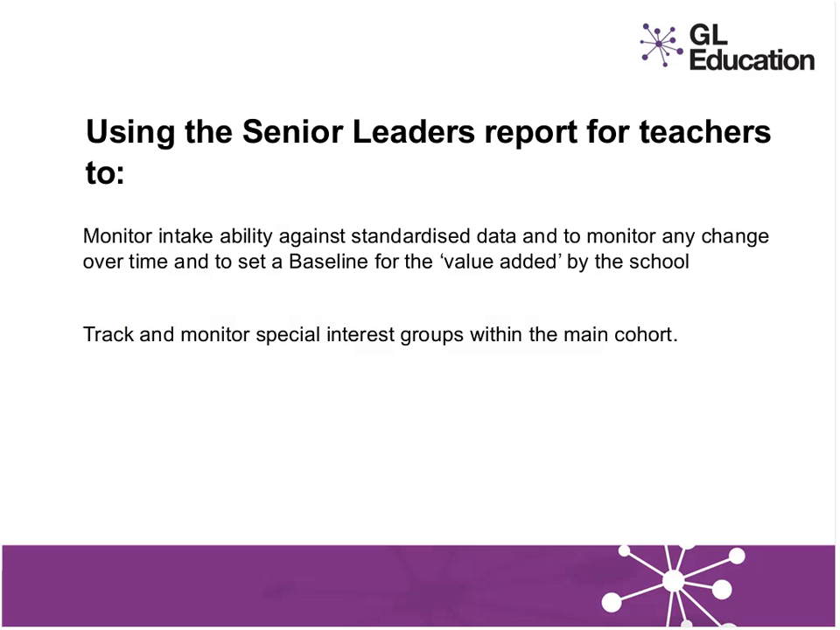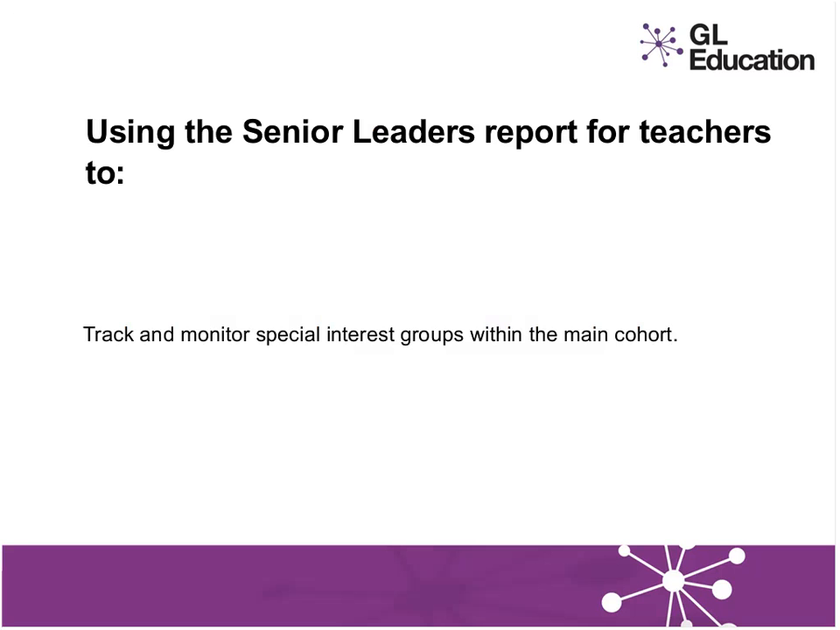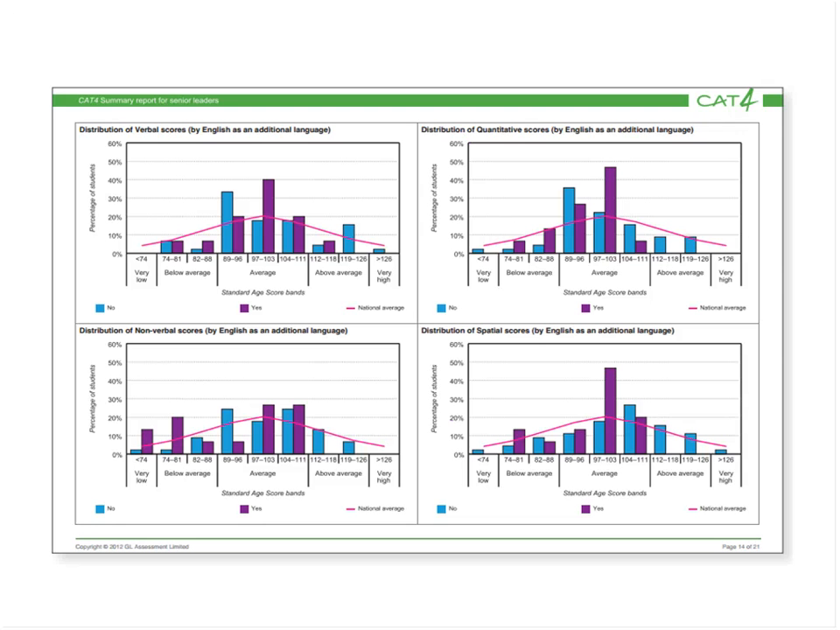And there's also a senior leaders report for teachers as well. So this is an example. This is distribution of verbal scores. This is by English as an additional language. So if you've marked the pupils who are taking CAT4 as EAL, which was mentioned earlier, is probably quite a significant amount of your pupils, and you wanted the graphical distribution of those learners, that's where it would be shown at quite a cohort level in the senior leader report.